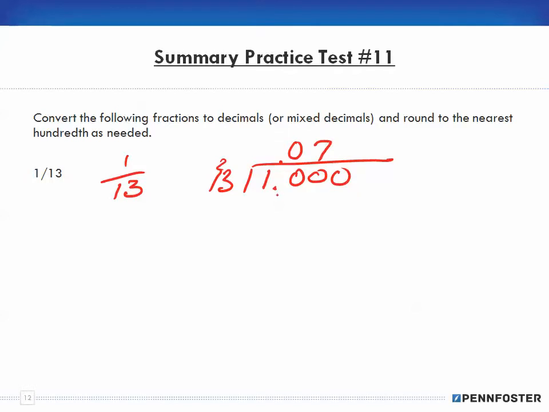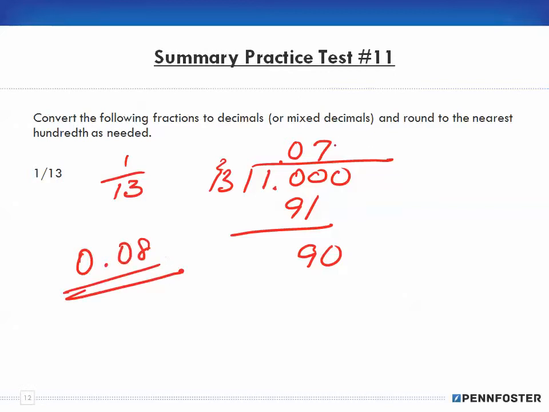So that's 7. 7 times 3 is 21. Carry my 2. That's 91. Remainder of 9, goes into 90. 13 into 90, as long as it's 5 or better, and I know that 5 times 10 is 50, so I know that this has to be at least 5 or better, so that means I would round up, and so my answer ends up being 0.08.